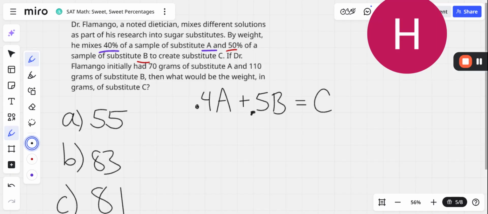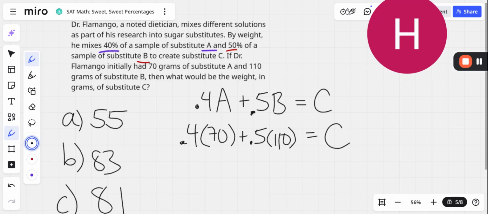Now, let's read the given conditions. If Dr. Flamingo initially had 70 grams of substitute A, we're literally going to substitute, no pun intended, for substitute A, and 110 grams of substitute B, then what would be the weight of substitute C?